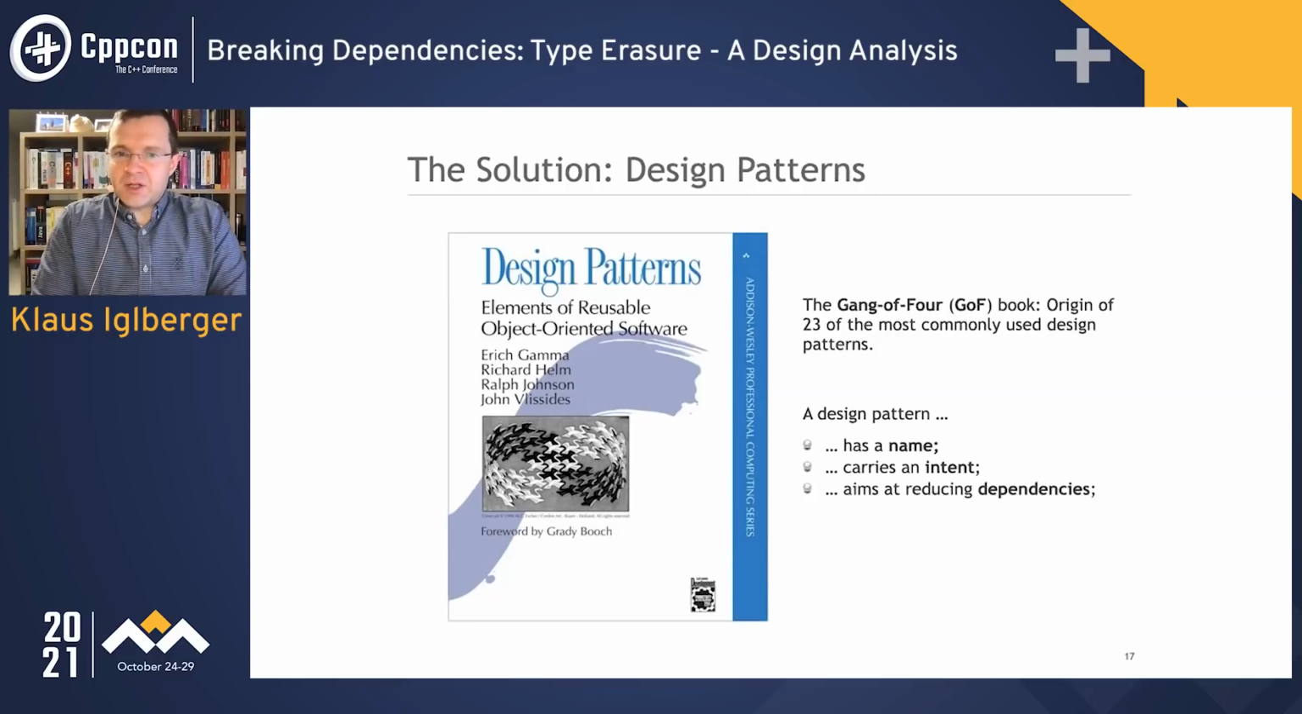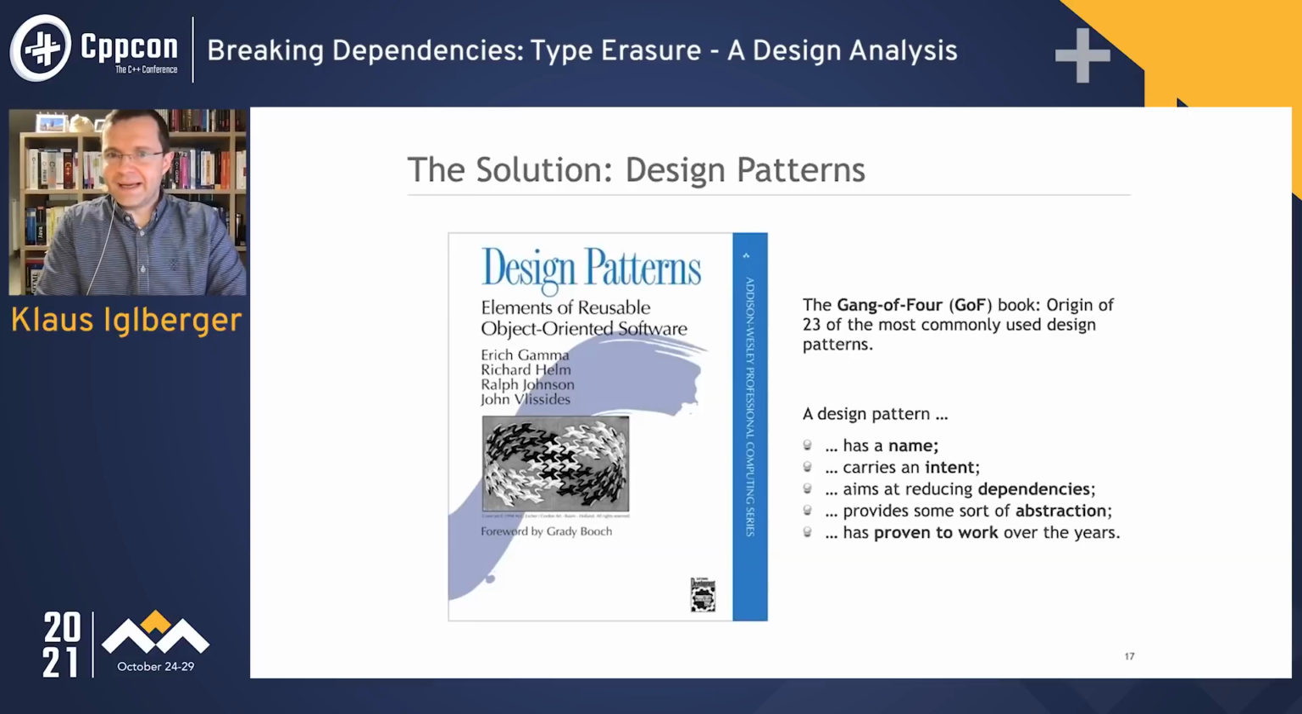And all of these design patterns should aim at reducing dependencies. Somehow they try to manage the interaction between different entities in software by introducing some sort of abstraction. Yes, in that book, it's usually some kind of base class, but generally speaking, it doesn't have to be a base class. You can also use templates, different approaches. Any kind of abstraction is fine. And the last point, a design pattern has definitely proven to work over the years. That doesn't fall from the sky. A design pattern is something that has appeared in many code bases and always posed a specific kind of solution.